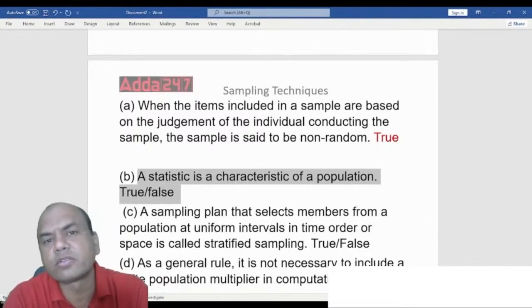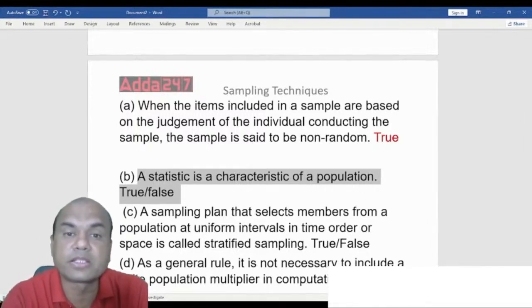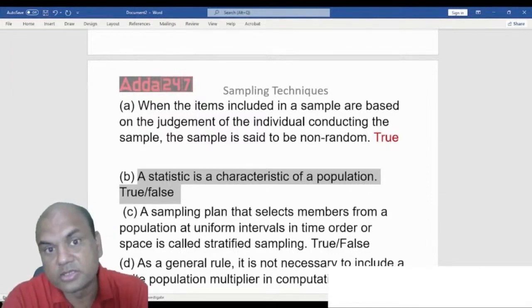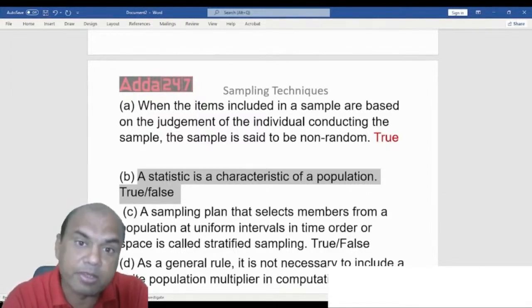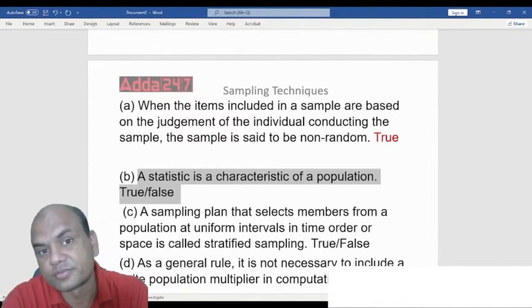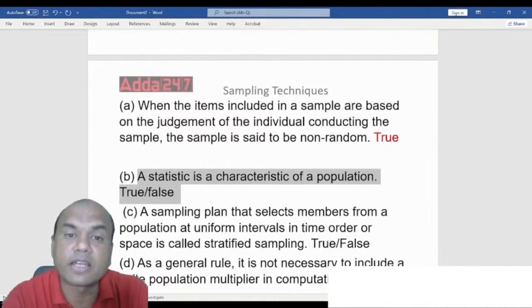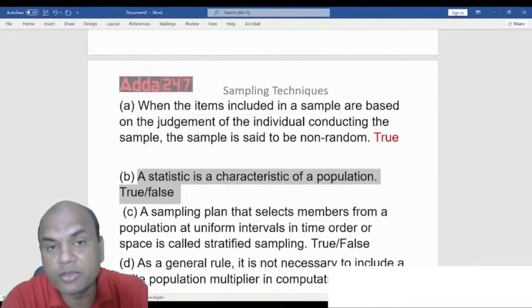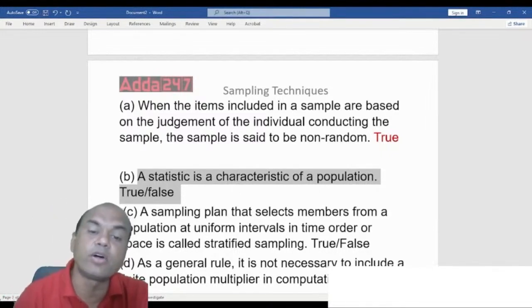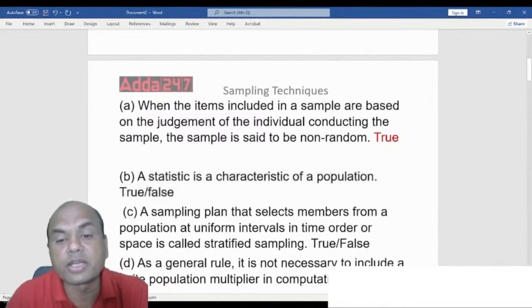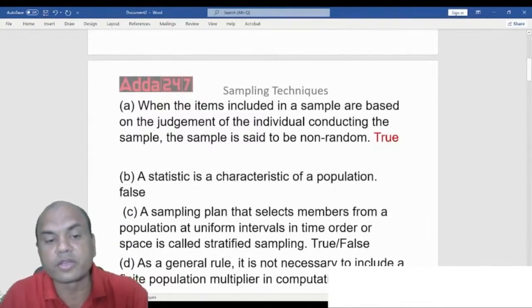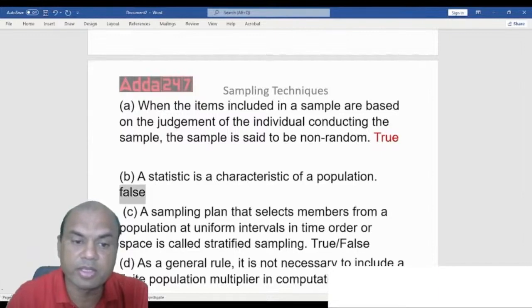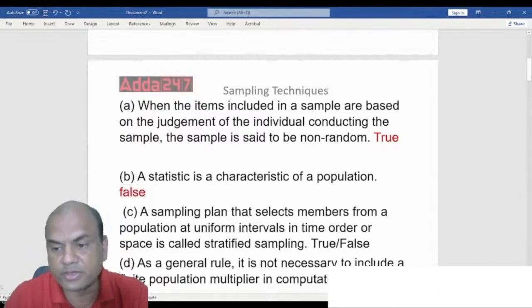What is a population? What is a sample? Suppose I find the mean of a population, what is it called? Suppose I find the mean of a sample, what is it called? The mean of a sample is called a statistic, and the mean of a population is called a parameter. So a statistic is a characteristic not of a population but of a sample. So this answer is false. Got it, everyone? The answer is false. Next one.